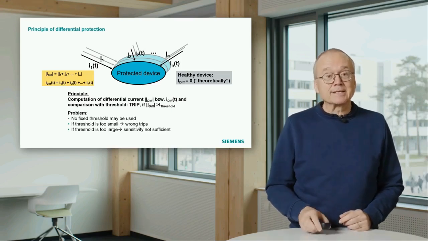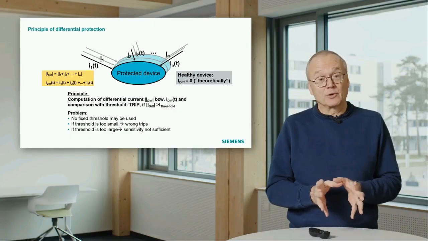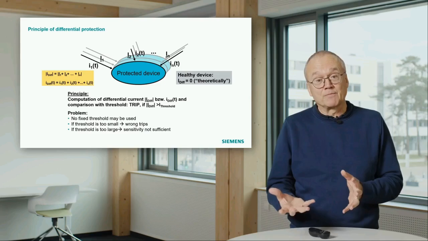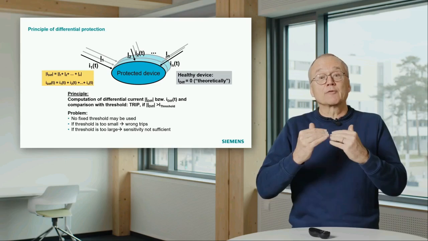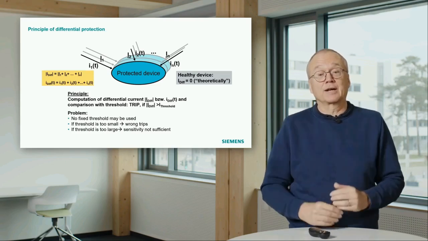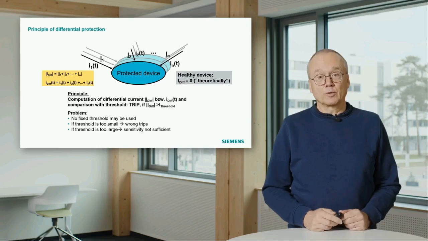So the problem is the threshold. What is the correct value for the threshold? And the issue there is we cannot take a fixed value. If we make the threshold too small, then the protection becomes very sensitive, but we may have wrong trips. If we make this threshold value too high, that means we trip only if we have a significant differential current, then we may not have sufficient sensitivity to catch all faults we want to catch.